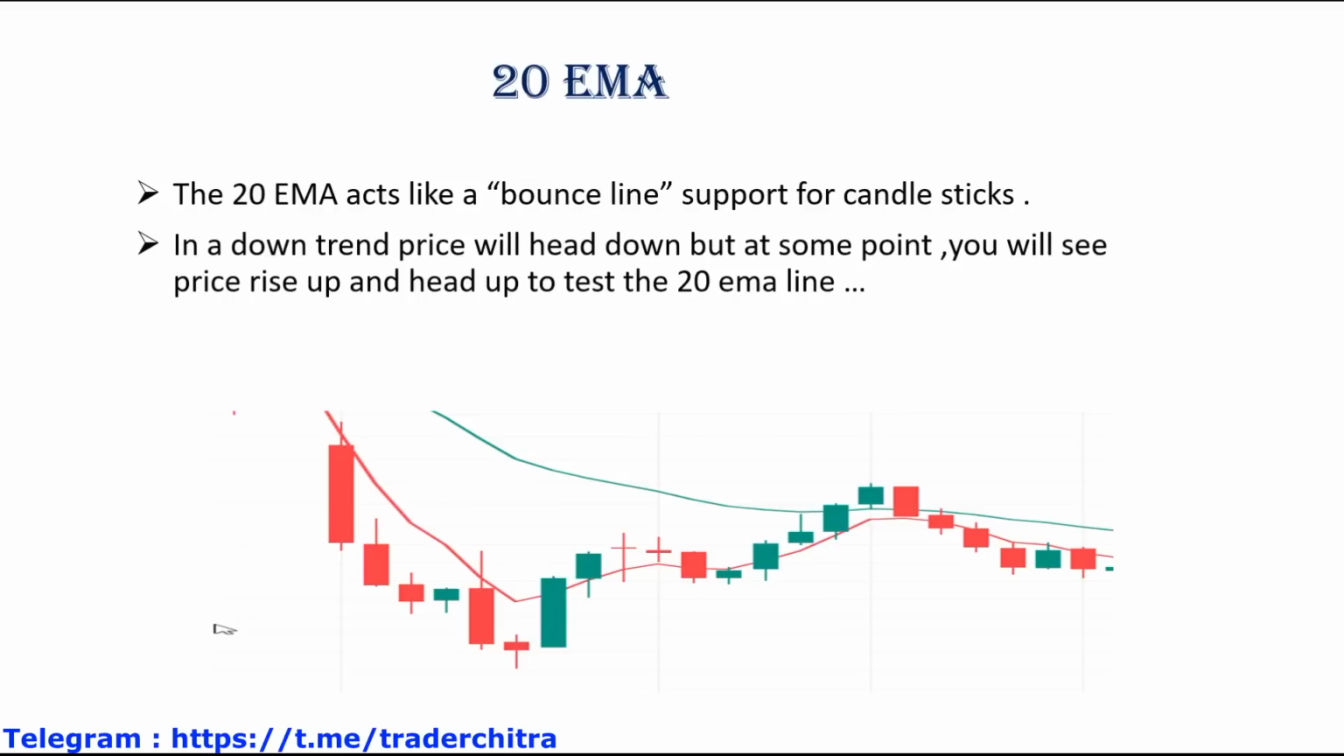Now the 20 EMA. The 20 EMA acts like a bounce trend support for the candlesticks. In a downtrend, price will head down, but at some point you will see the price rise up and head to test the 20 EMA line. So what is the use of the 20 EMA in our trading? Here this is the downtrend and the price is heading up to the 20 EMA, and from there we can see the rejection again. So here also we can enter into the short trade.